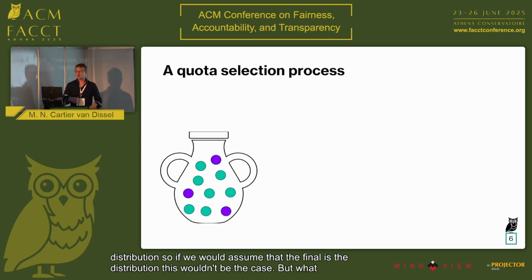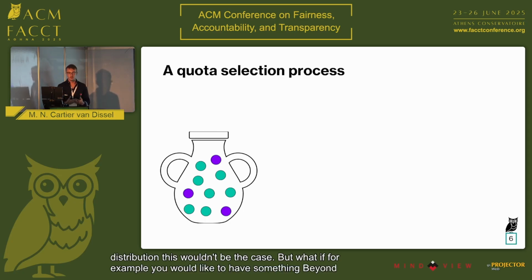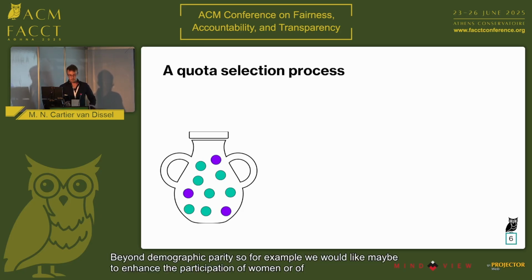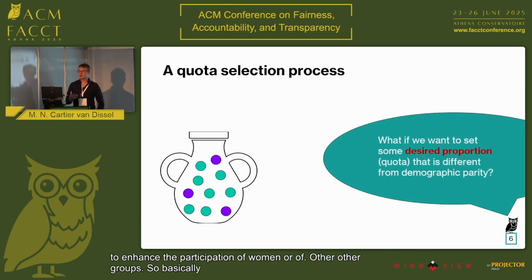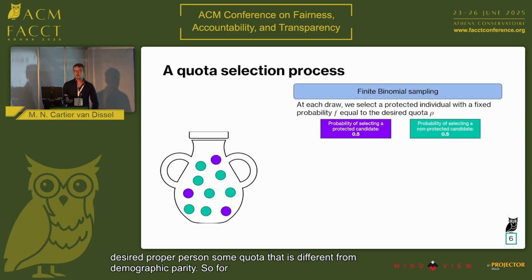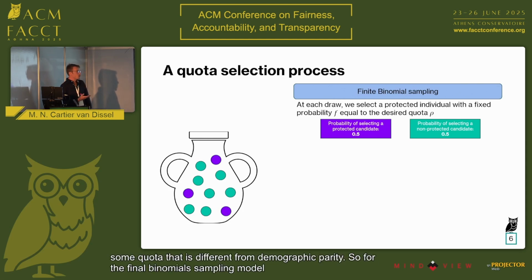But what if, for example, we would like to have something beyond demographic parity? For example, we would like to enhance the participation of women or of other groups. So basically, we would like to set some desired proportion, some quota, that is different from demographic parity. For the finite binomial sampling model, this is quite straightforward. We simply choose f equal to the proportion we want to achieve, and this is done.